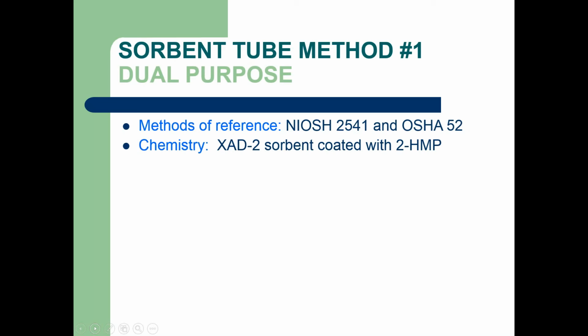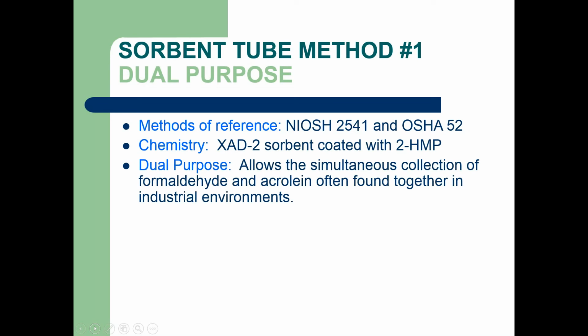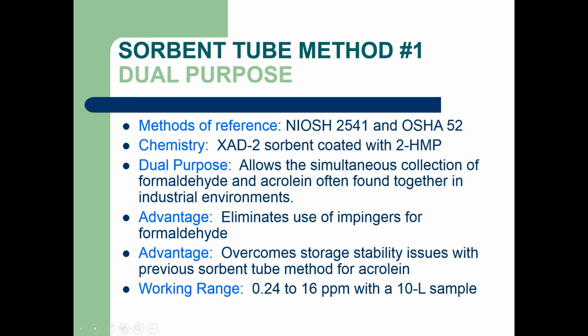Now, looking at sorbent tube method one, the methods of reference are NIOSH methods 2541 and OSHA method 52. This uses XAD-2 sorbent coated with HMP, hydroxymethylpiperidine. This method is primarily used in industrial applications. It allows the simultaneous collection of formaldehyde and acrolein, which are frequently found together in industrial environments, which was, again, news to me. This method eliminates the use of impingers for formaldehyde and overcomes storage stability issues with previous acrolein methods. The working range is down to 0.24 ppm with a 10-liter sample.